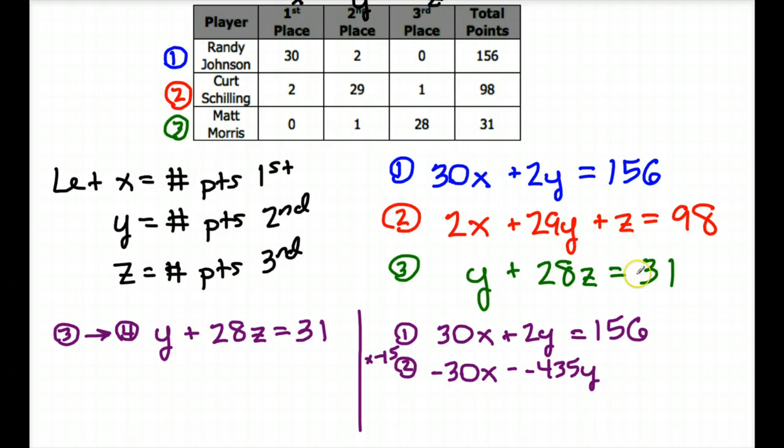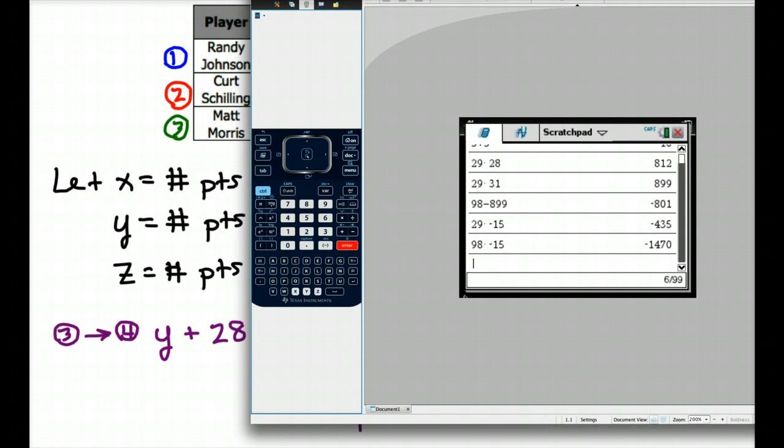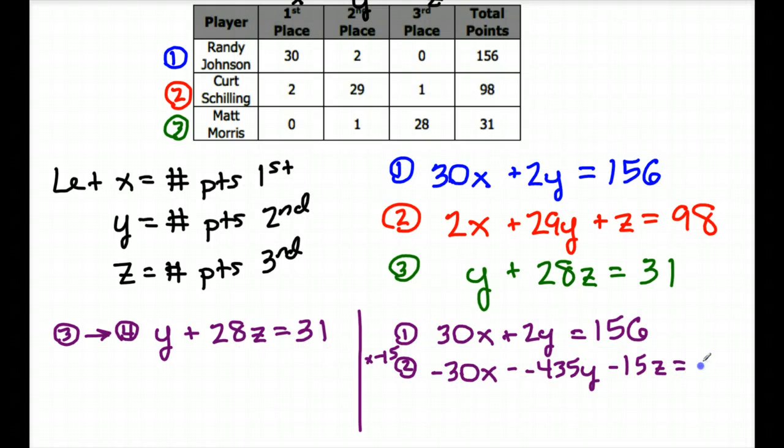And then I'm going to have a minus 15z equals, and then 98 times negative 15 is going to give me negative 1,470. So I'll have some larger numbers in equation 5, but that's okay. We can deal with that.